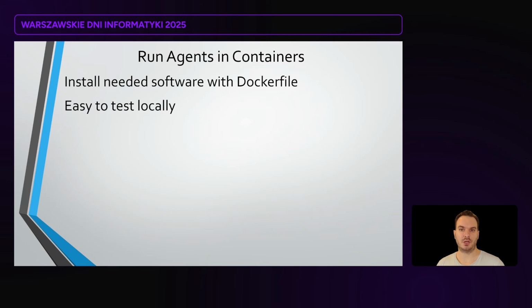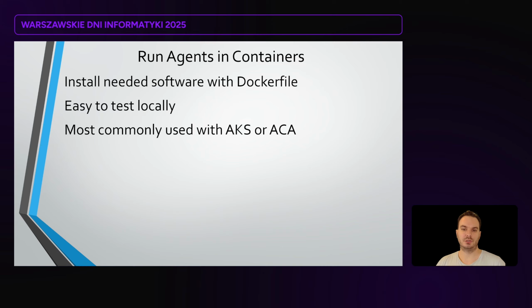A big advantage of Docker or containers in general is it's very easy to test locally. So you just spin up the container, and if everything works, you just delete it, and it looks like it has never happened on your computer. So you don't have to install all the software, the dependencies, and it's also very easy to share the image. The most commonly used services in Azure are Kubernetes or the Azure Container Apps. And they both come with advantages and disadvantages.